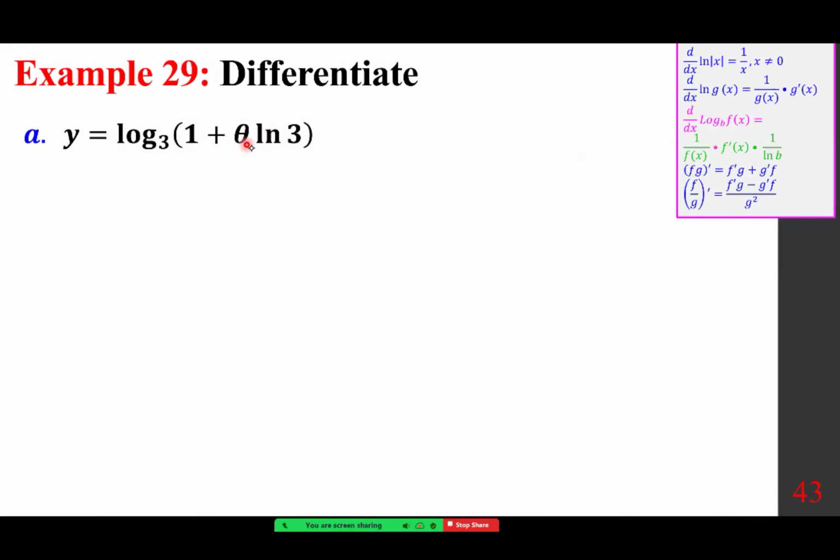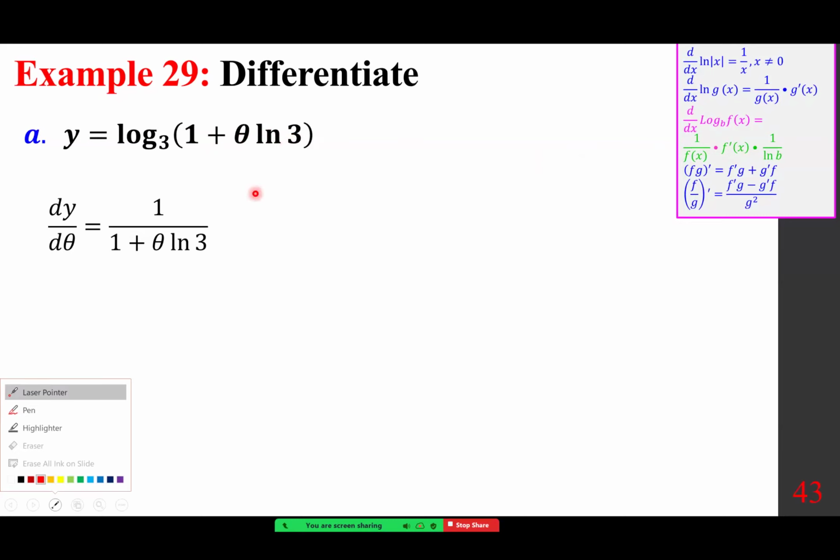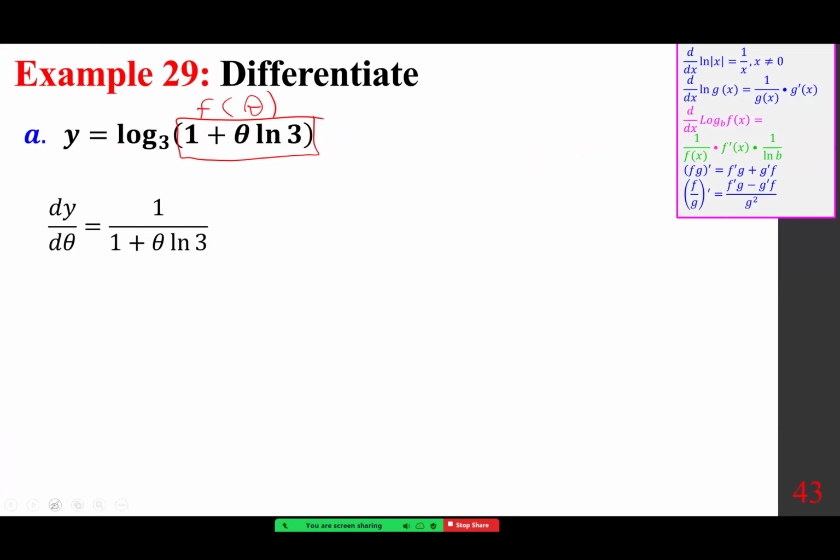Flip this over. So dy d theta, rather than y prime, although it is the same thing, is 1 over this expression, 1 over 1 plus theta ln 3, times f prime of theta. So let me, in fact, call this f of theta. Okay? So now I need f prime of theta.